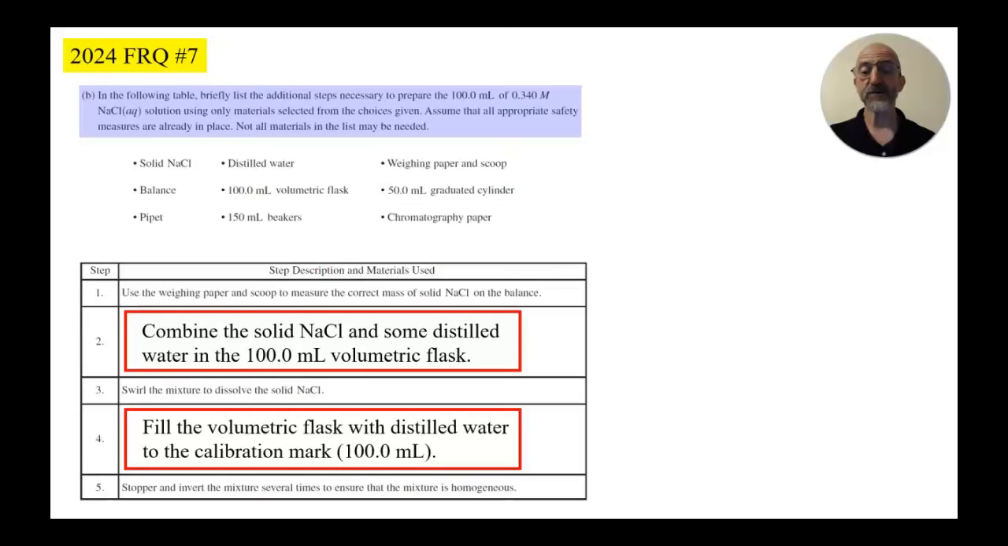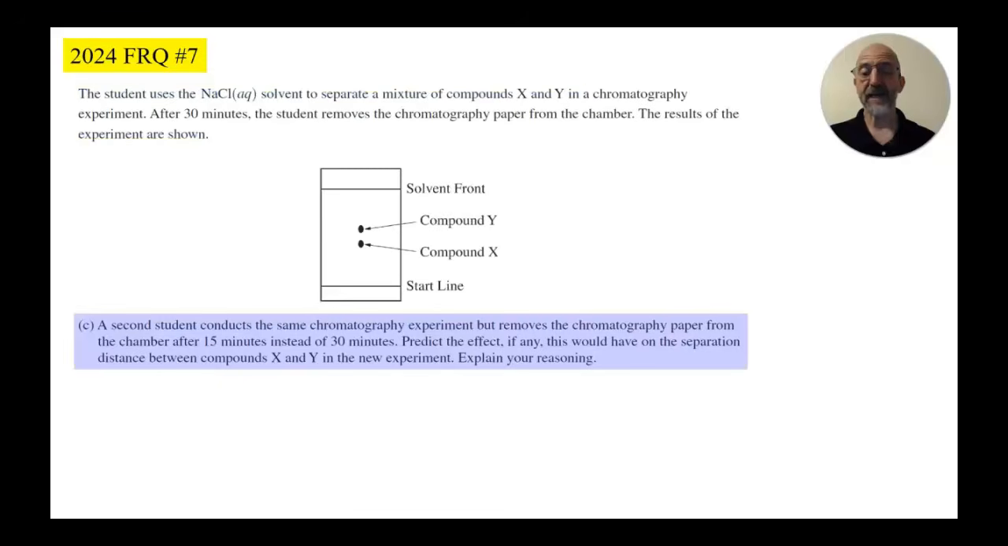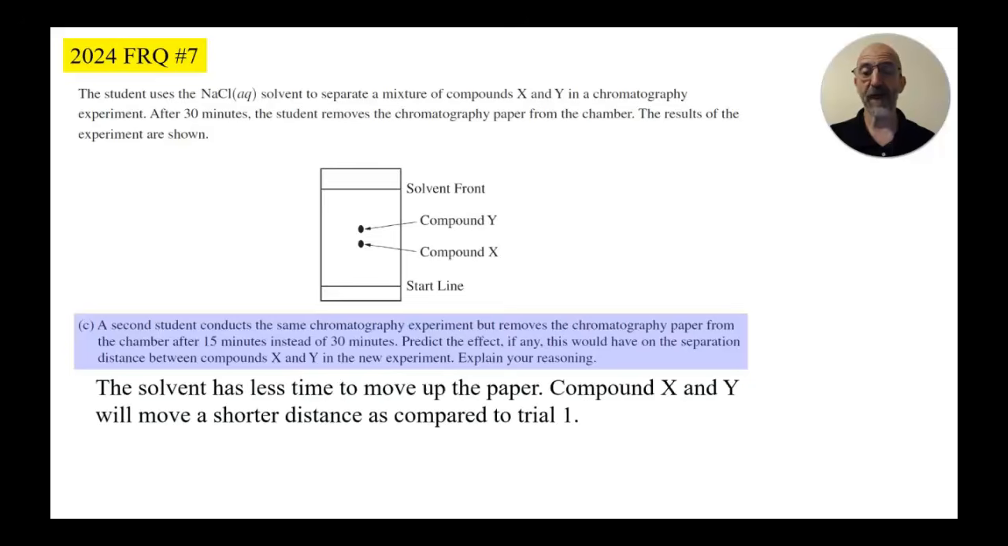All right, we're still doing this chromatography experiment. Now, in this particular chromatography experiment, we have compound X and compound Y, and it was done over a 30-minute period. And so what we have to do is change it from 30 minutes to 15 minutes. Here's what the student said. Well, if we're using 15 minutes instead of 30 minutes to run the chromatography experiment, they said the solvent has less time to move up the paper. That's true. Compound X and Y would move a shorter distance as compared to trial 1.